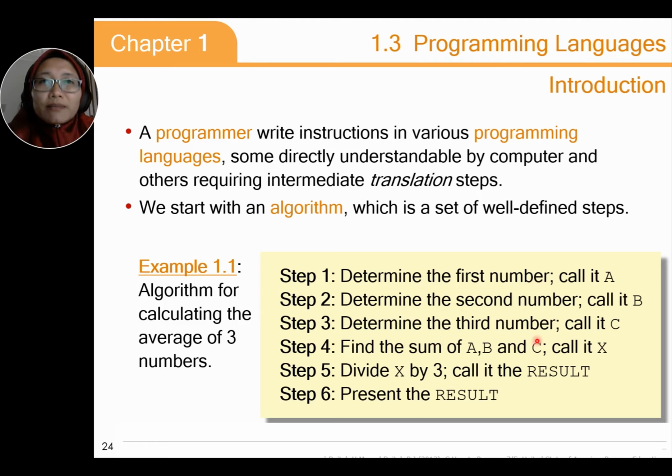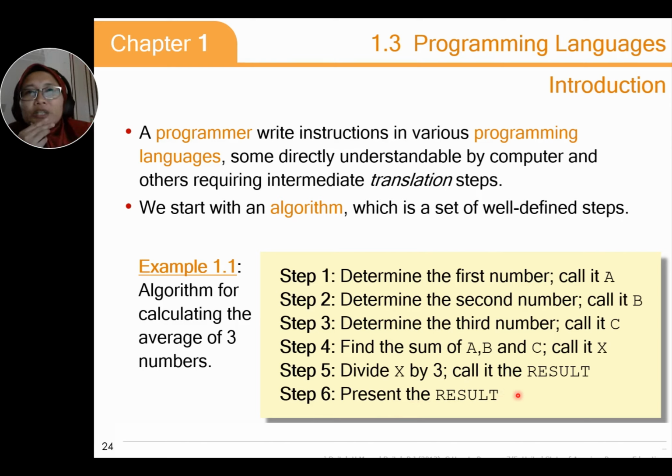Third, we determine the third number. We call it C. And fourth, we find the sum of A, B, and C, and we call it X. Step 5, we divide X by 3, and we call it the result. And step 6, we present the result.